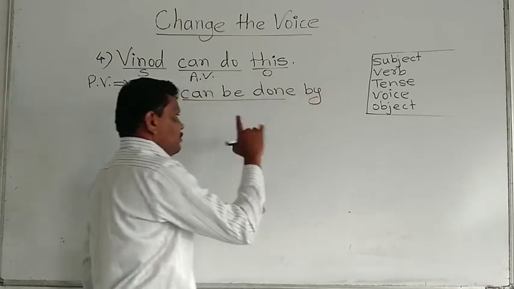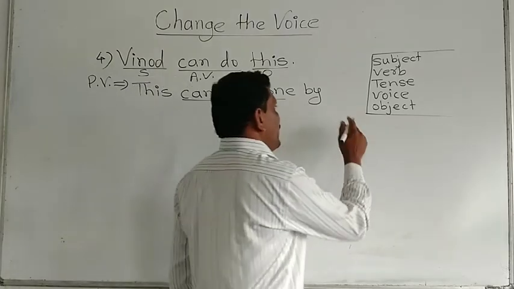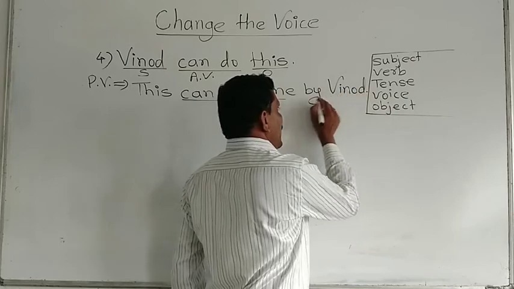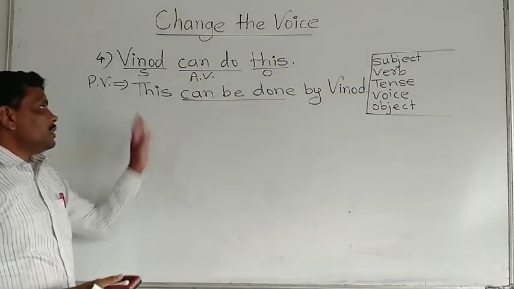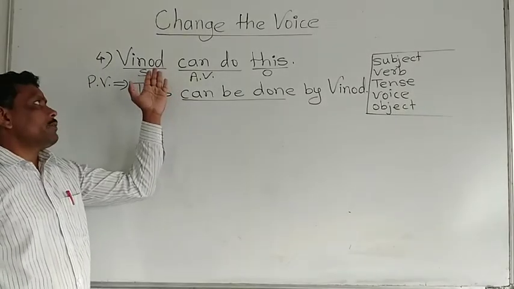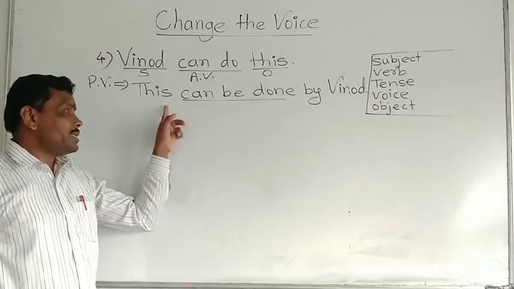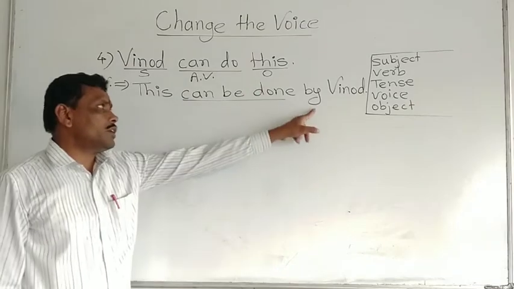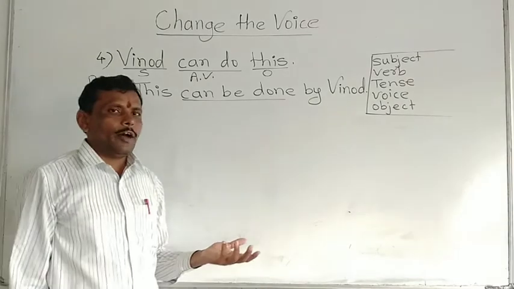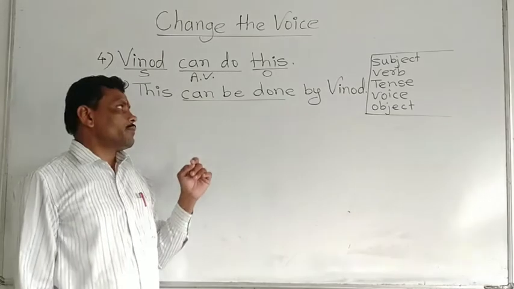Before putting the subject at the end, we have to use by, and Vinod should be placed at the end after by. V should be capital here. This can be done by Vinod. This is the passive voice. What is the meaning in Marathi? Vinod can do this. Vinod he karu shakto. Ani passive voice he Vinod kadun kela jau shakta. This is the passive voice. Correct? We have changed just the importance of the subject and action.